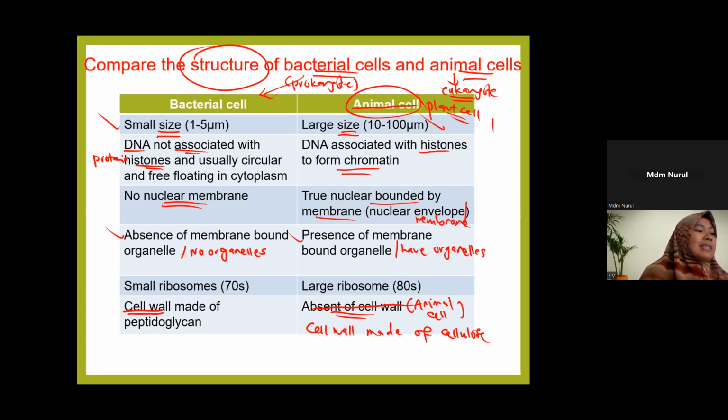Bukan semua eukaryote tak ada cell wall. Plant cell ada cell wall. Fungi ada cell wall. Cuma cell wall dia buat daripada apa je yang berbeza. Okay. So this one is untuk plant cell. So ikut apa atas ni minta.